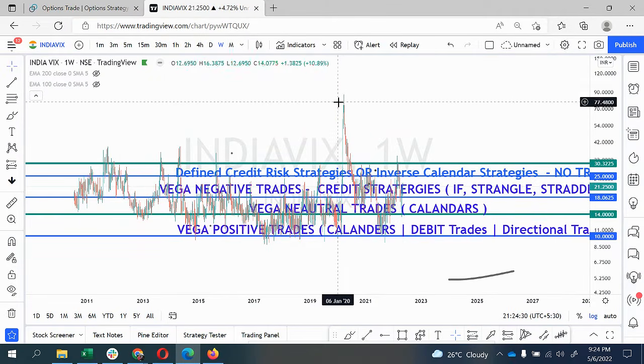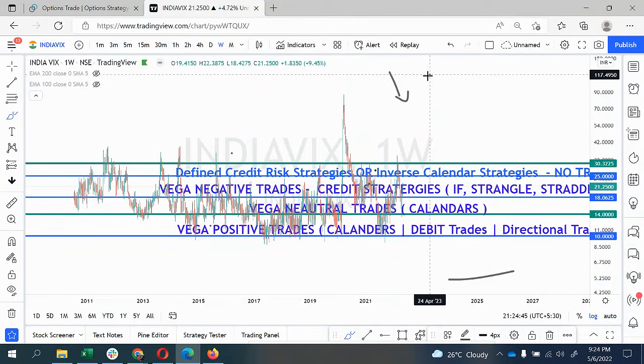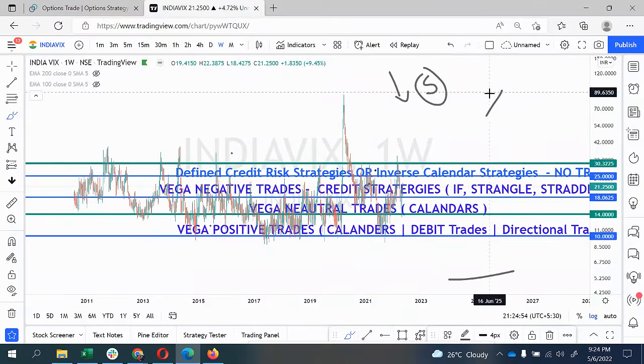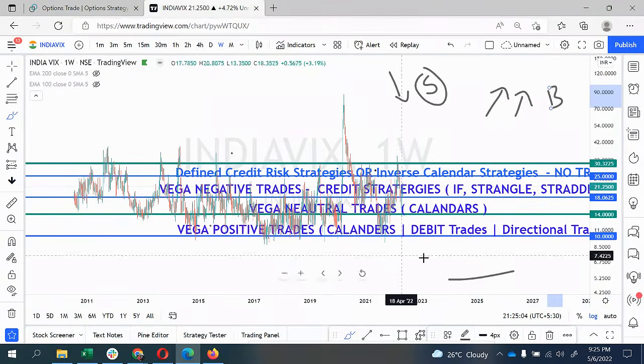So people who might have deployed the credit strategies, the inverse calendars, strangles, right, they might have made a lot of money because the VIX was falling. So falling VIX, what will happen? Falling VIX will support the sellers, because falling VIX will reduce the premiums. Reducing premium means the seller will get into profit. Increasing VIX will increase the premium, so this will support the buyers. All right, this is what I was trying to convey. So you have to act as a buyer for the vega positive trades.